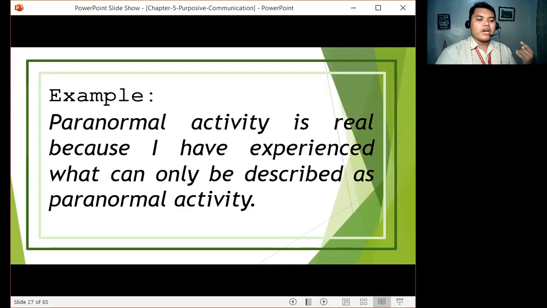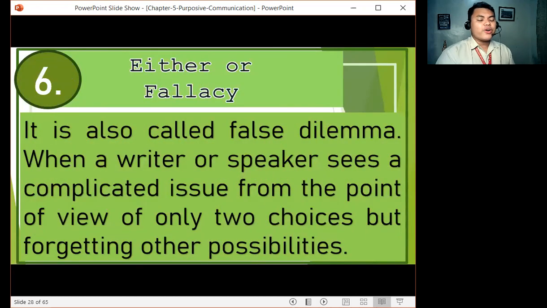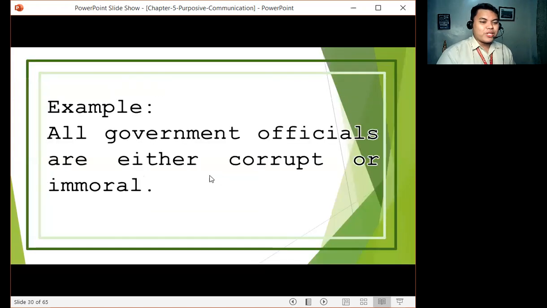Okay? So next, the either-or fallacy: you are trying to trap into two choices where both are not good choices. This is a false dilemma because you are not checking other possibilities. An example is: all government officials are either corrupt or immoral, without considering that not all government officials are corrupt and immoral. So that is either-or fallacy or false dilemma.